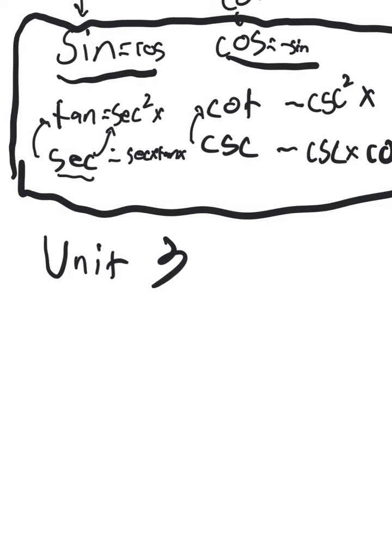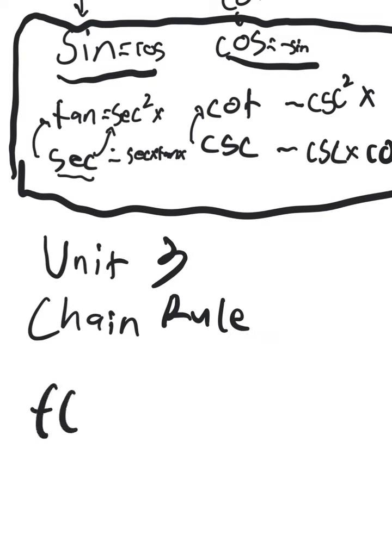So the first thing in Unit 3 that we have to learn is something called the chain rule, which comes up all the time in calculus. So this happens when we have a function inside of a function. It's like nesting dolls. So if we had f of g of x, or you may have seen it written like this, f of g of x.